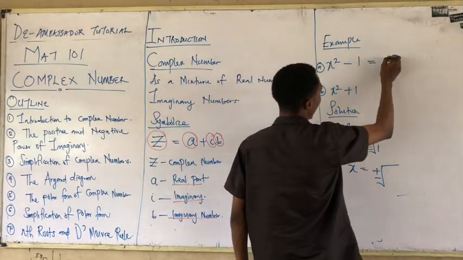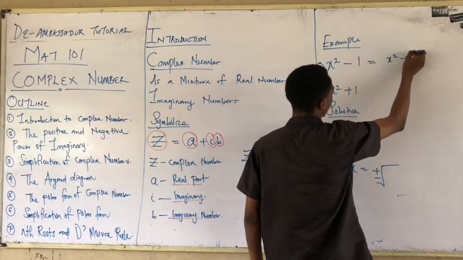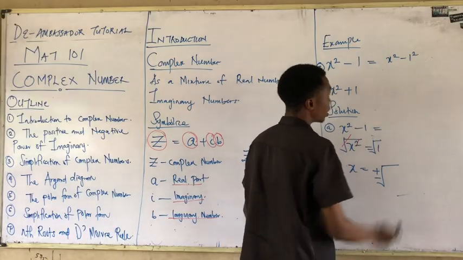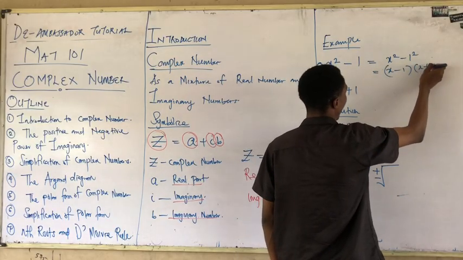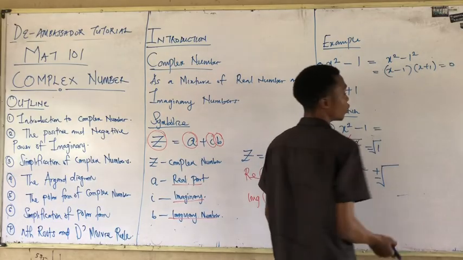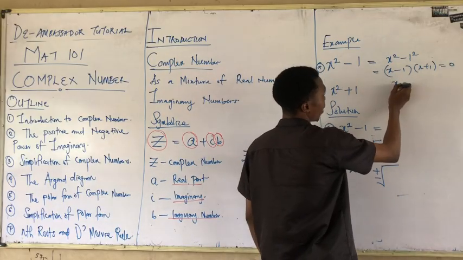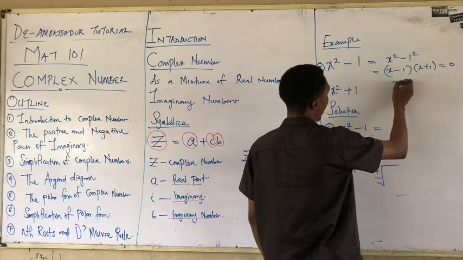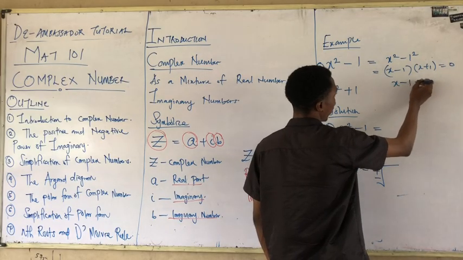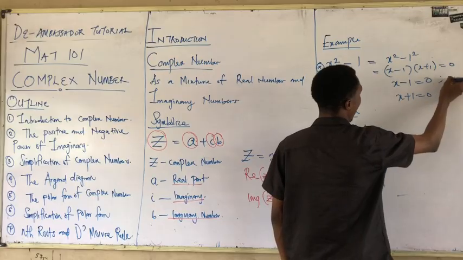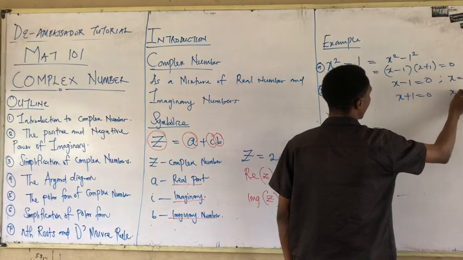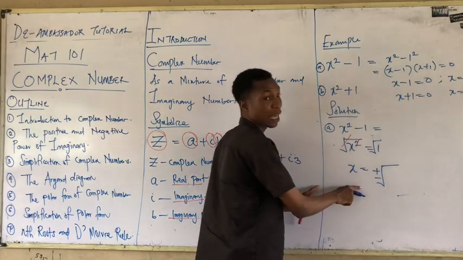Because if I should do it this way, I can also write it like this. Pay attention. I can say x squared minus 1, isn't it? Then it leads to x minus 1, x plus 1 equals 0. When you equate the two, we have x minus 1 equals 0, x plus 1 equals 0. Then we have that x here is what? 1, and x here is what?